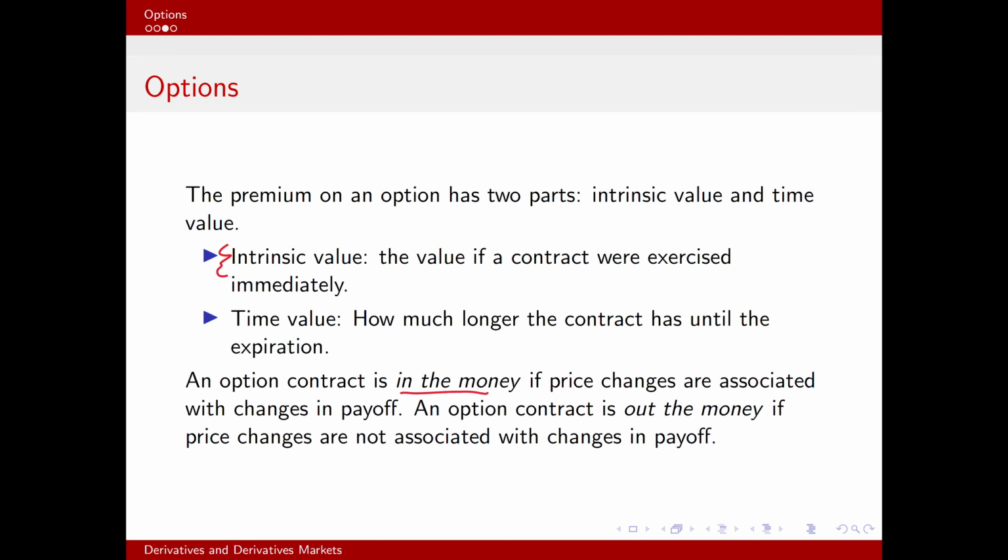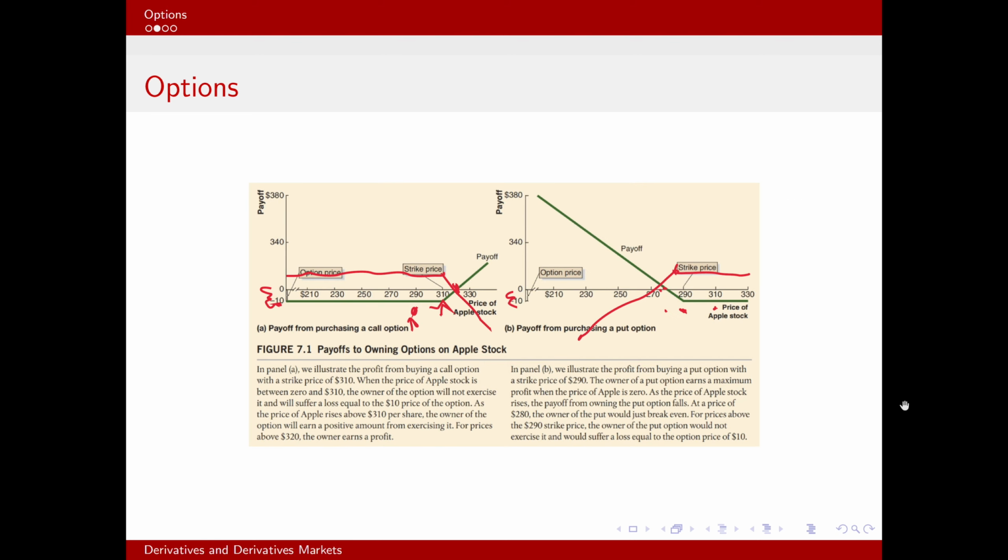On the flip side, an options contract is out of the money if the price changes are not associated with changes in payoff. So if you think back to the graph we had in the last slide, if we look at the call option, it's out of the money from $0 to $310, and it's in the money from $310 up. On the flip side, on the put option, it's out of the money from $290 up, and then from 0 to $290, it is in the money.